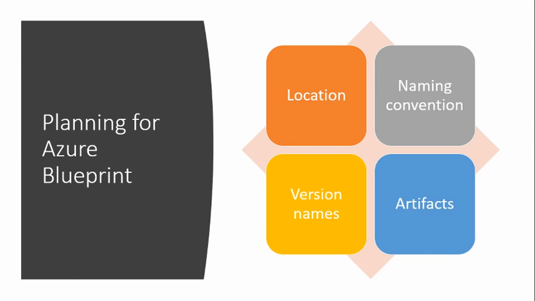Okay, now we come to planning for Azure Blueprints. These are four elements you need to consider in planning for your Azure Blueprint. First, location. Where you save the blueprint is key to your assignment capability. It is recommended that you save the blueprints as high as necessary in your management group hierarchy.